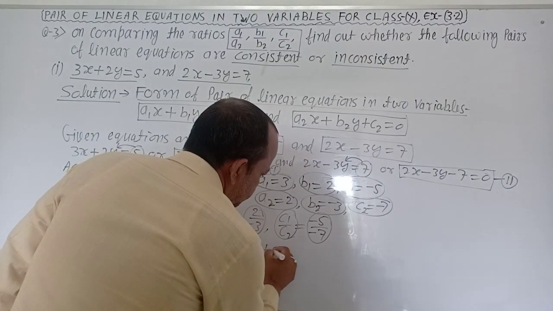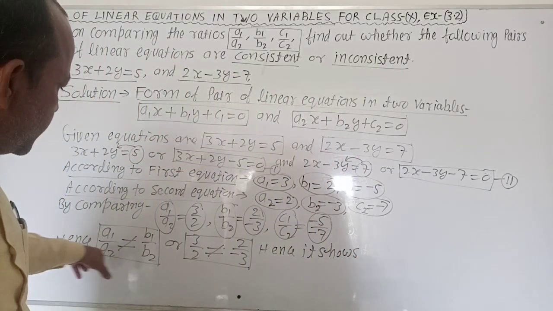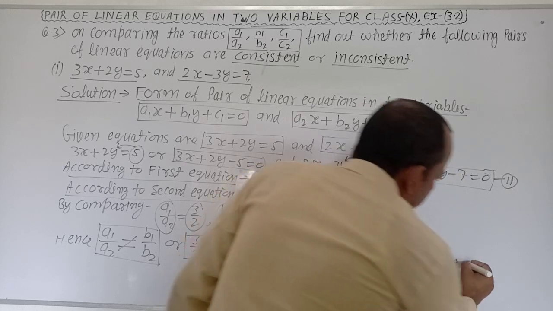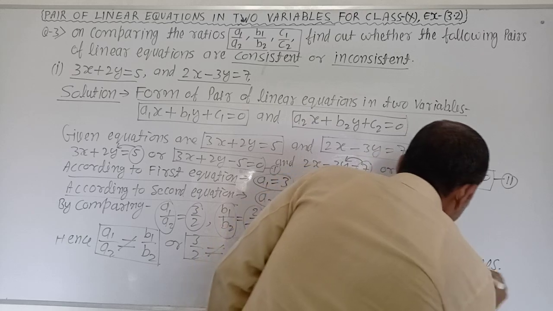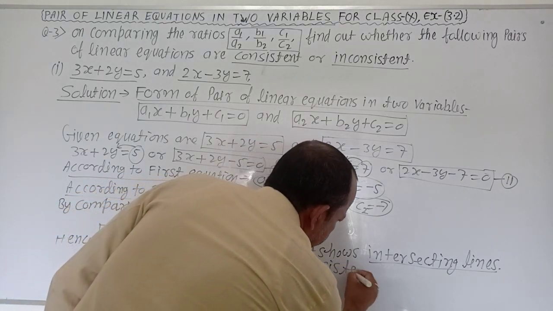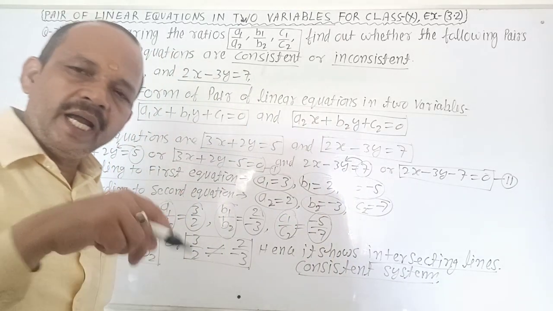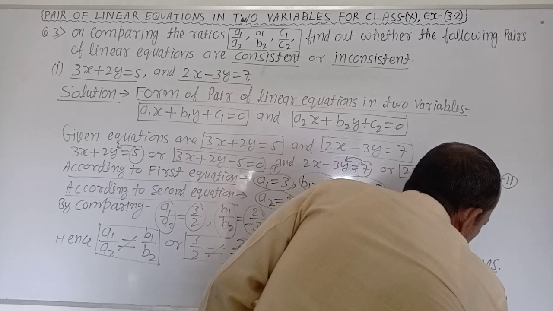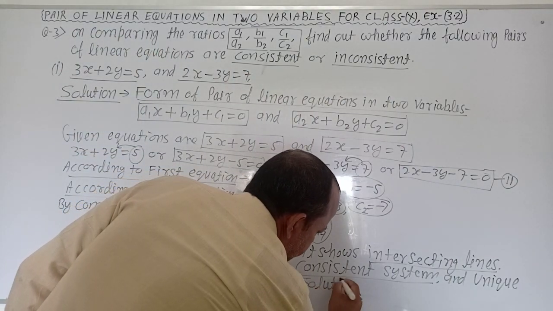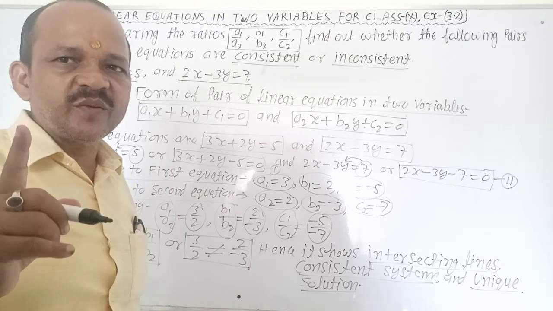Hence, it shows intersecting line, consistent system and unique solution. It is clear? No confusion about it? Very good.